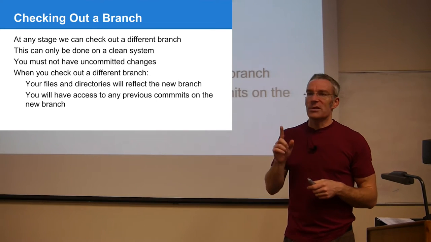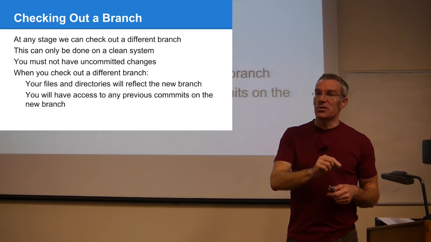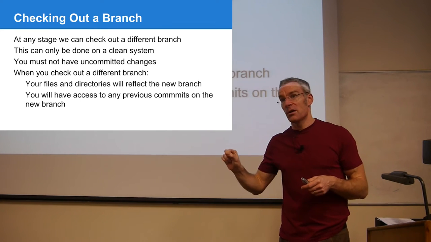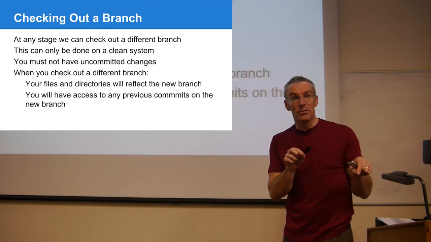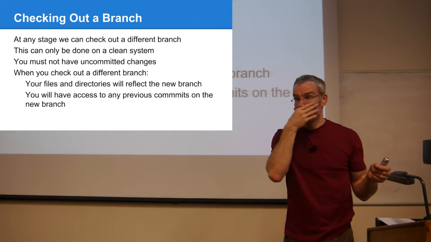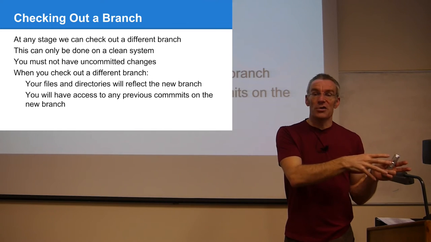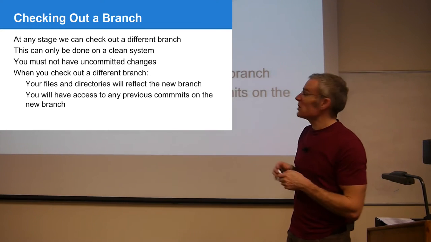So, I'll correct myself there. You have to commit any changes from the current version before you switch branches. You don't have to push them. You have to commit them to your local clone before you can switch branches. Okay, do you understand that? So you've committed to the local repository, you can then switch and check out a different branch.